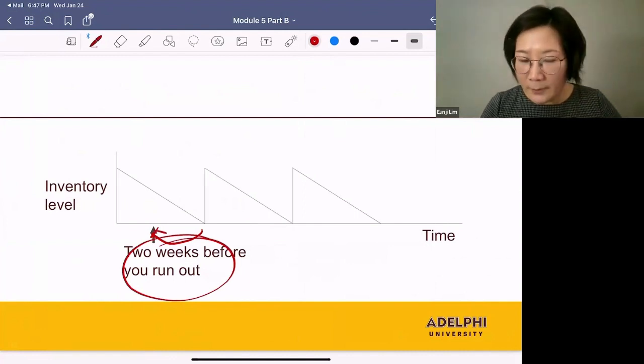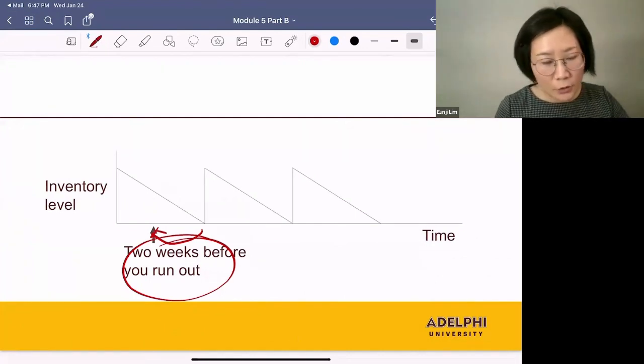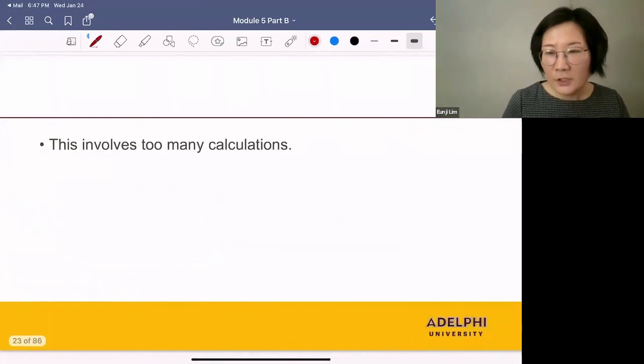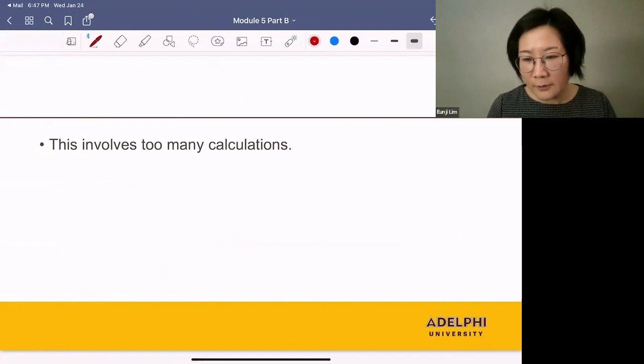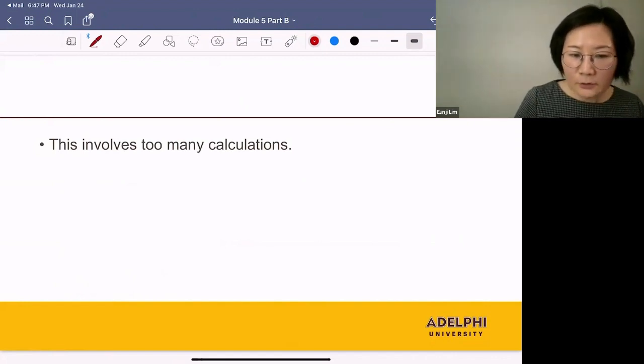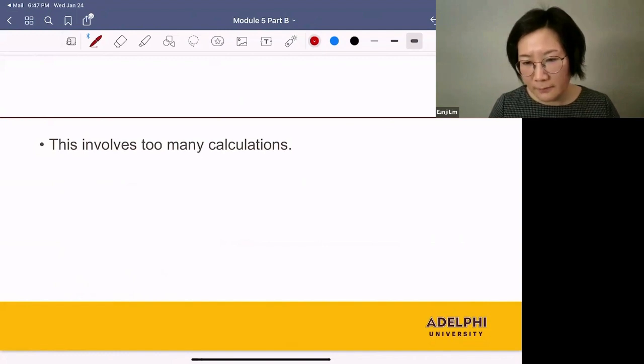So, what's your inventory policy? You place an order 2 weeks before you run out, but this involves too many calculations. You need to remember when the last time you placed an order was, and from this, you need to calculate when the next time you run out is, and finally, you need to calculate 2 weeks before that happens. There are too many things you need to keep track of.